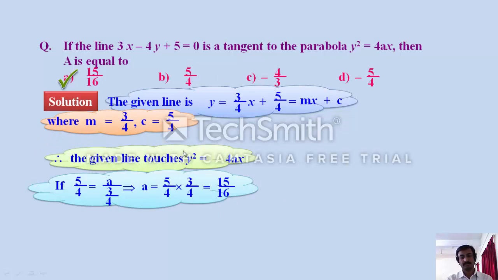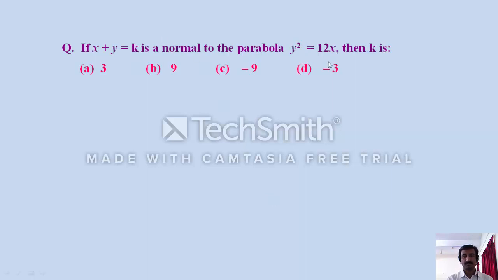It is a very easy problem, you can do it easily in the examination, but you should remember that c equal to a by m is the standard condition for a line to be a tangent. Now take the line x plus y equal to k, which is a normal to the parabola y square equal to 12x. Then k is, here the answer is 9.